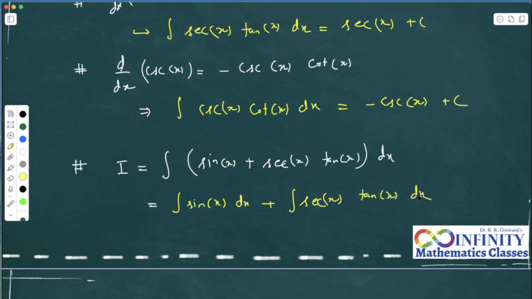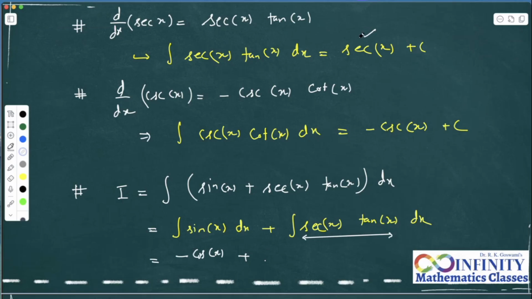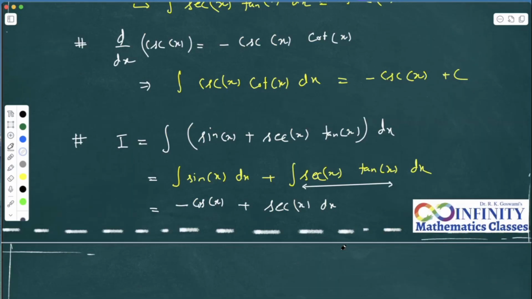Perfectly okay. Try to help me. Whose derivative is sine x? Derivative of cos x is negative sin x, so the integration of sine x is negative cos x. This is the integration you know. Whose derivative is secant x into tangent x? Positive secant x. Perfectly okay, and you got the answer. Was it a difficult task?